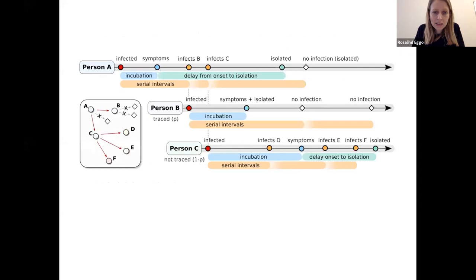So it looks like this. For instance, person A up at the top there, you can see all the dots. These represent those draws from the probability distributions of their durations. They're infected at the red point. Then they get their symptoms after the incubation period for this person, which doesn't have to be the same for each person. Then this is when they would have infected B, infected C, and this is the time that they would have been isolated, in green, with that delay from onset to isolation. So even if the average is 3.8, it can be shorter, it can be longer.